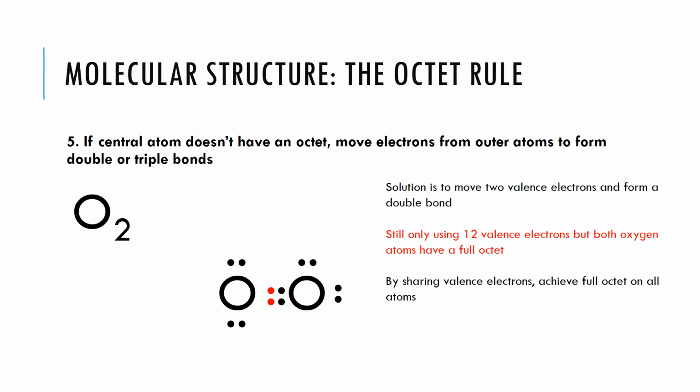What we do then is we move 2 valence electrons and form a double bond between the 2 oxygens. We're still only using 12 valence electrons there, but now both oxygen atoms have a full octet by nature of the fact that they're sharing 4 electrons, or 2 pairs of electrons, through the double bond there.